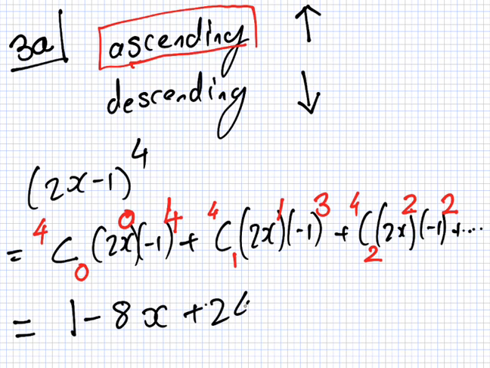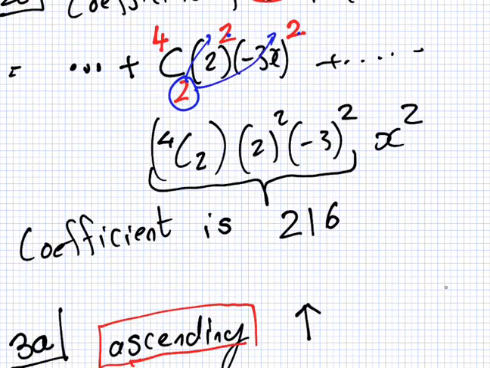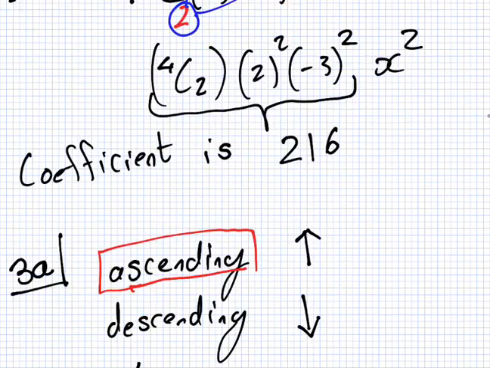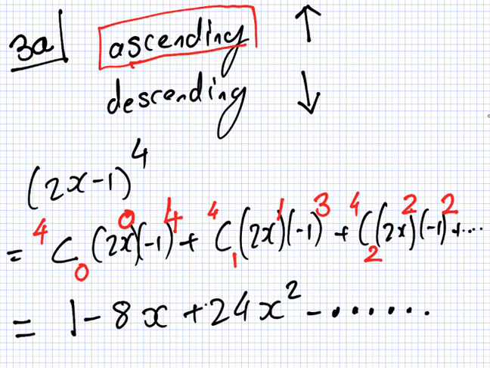Plus 24x squared. And the extra pieces you don't care about, because they said they only want the ascending powers up to the first three terms. So I don't need the rest. They want the first three. That's all. You can see it's a bit like the last one, just without the extra parts. That's all. Okay, let's look at a more difficult one of this.